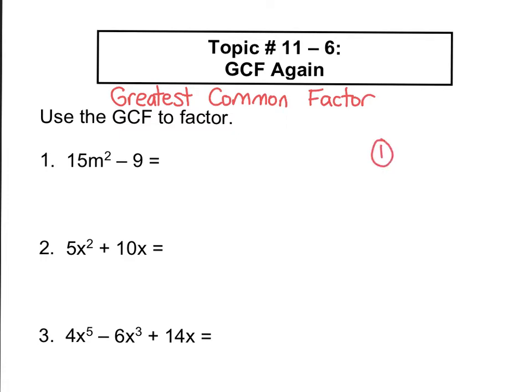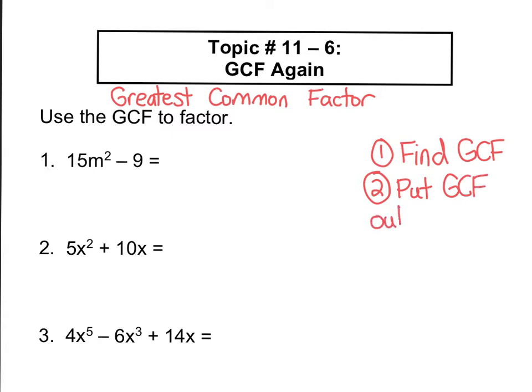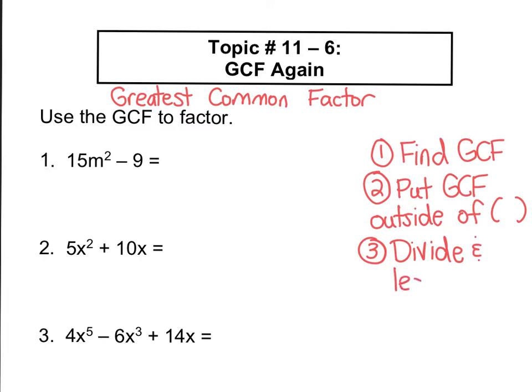So the first rule is to actually find the GCF. That's what we'll call it for short. The second step is to put the GCF outside of the parentheses. And I will model all of this in a few minutes. And then the last step is to divide and leave everything else inside the parentheses.